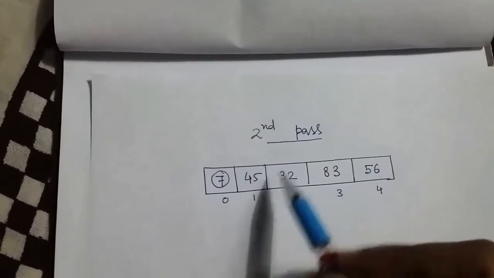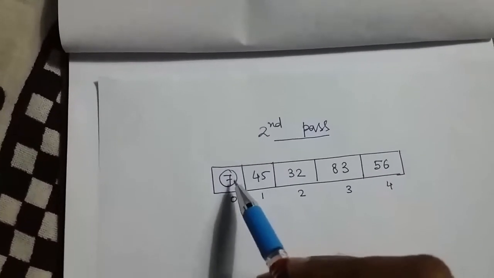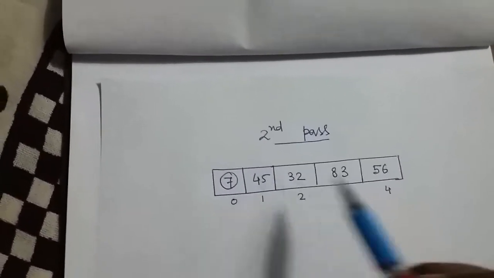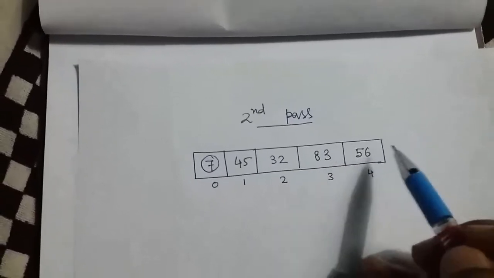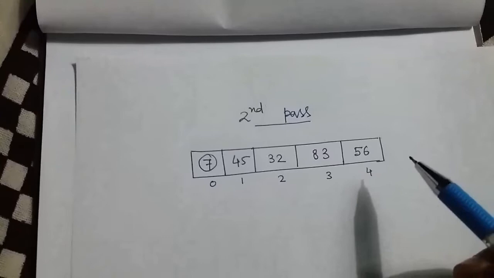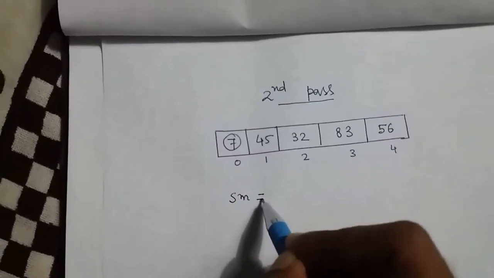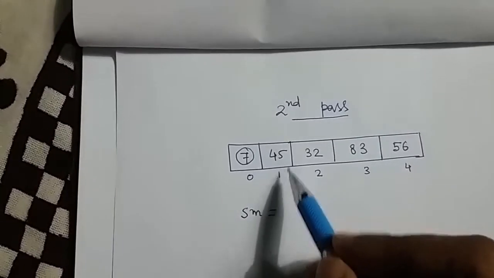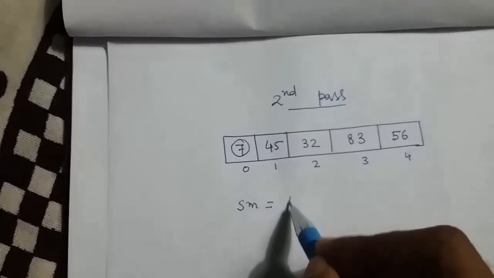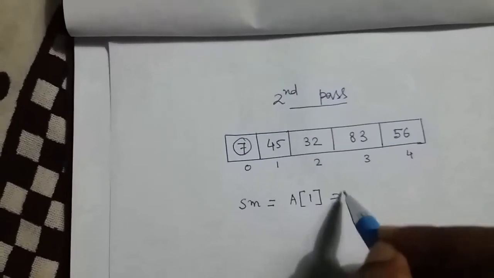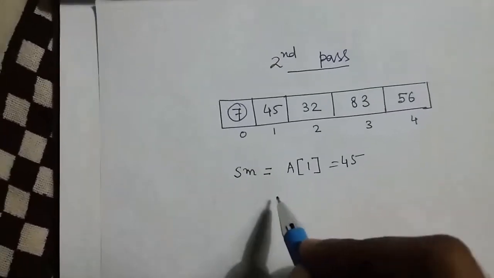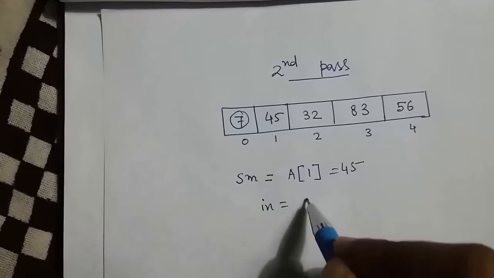So now you can see that here 7 is fixed. So we already got the smallest element. Now in the second pass we need to get the second smallest element, as we are arranging in ascending order. So again I am taking the variable SM to consider the element that is placed at index number 1. So SM equals A of 1, which is 45, and the index of A of 1 is 1.